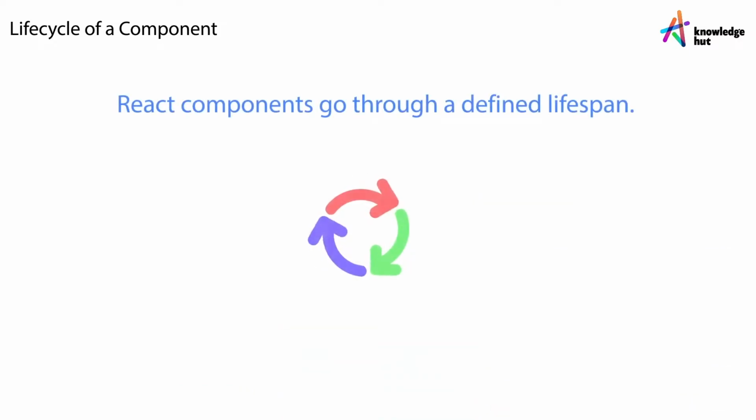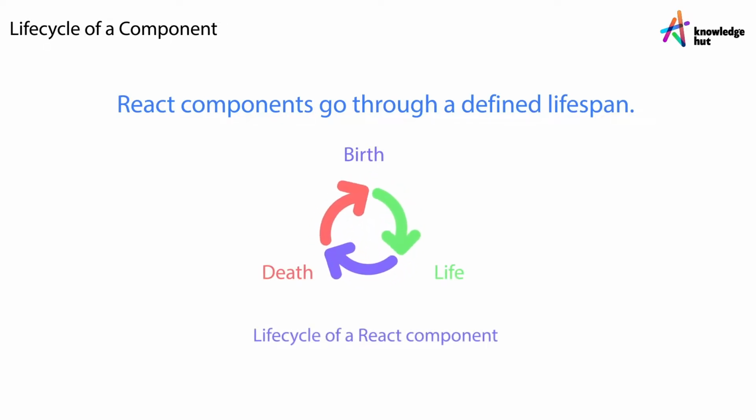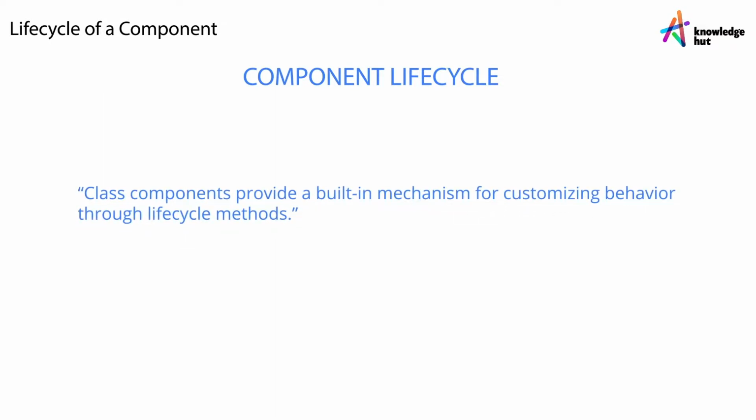This means that, like us humans, React components do go through a defined lifespan of birth, life, and death. This is known as the life cycle of a React component. It is also important to note that we are talking about class components for now, because they provide a built-in mechanism for customizing behavior through lifecycle methods.